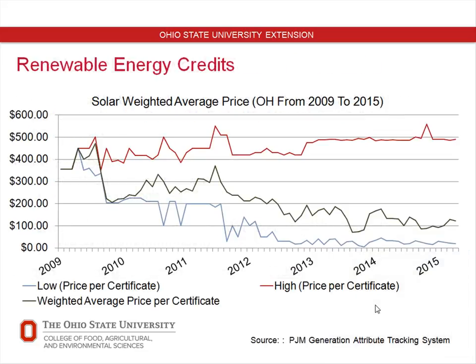I mentioned earlier renewable energy credits and how they have value to you as a system owner. This chart just shows how the value of those can change, and I'll summarize it. Out of the gates, in 2009, we had renewable energy credits, and this is specifically looking at solar renewable energy credits, or SRECs. They were trading north of $400 a credit. Now, renewable energy credits are difficult to understand because there's no set value for them.